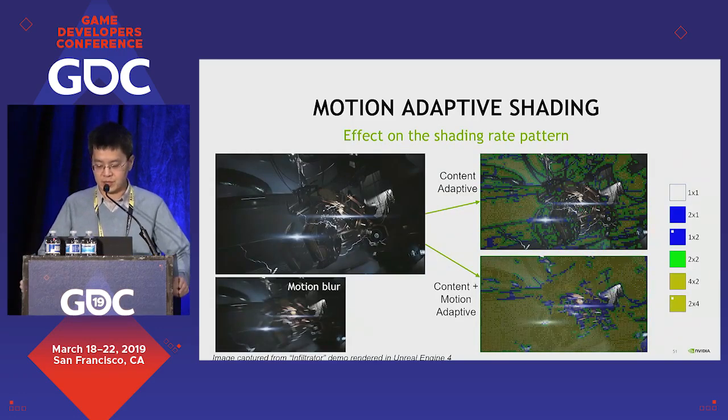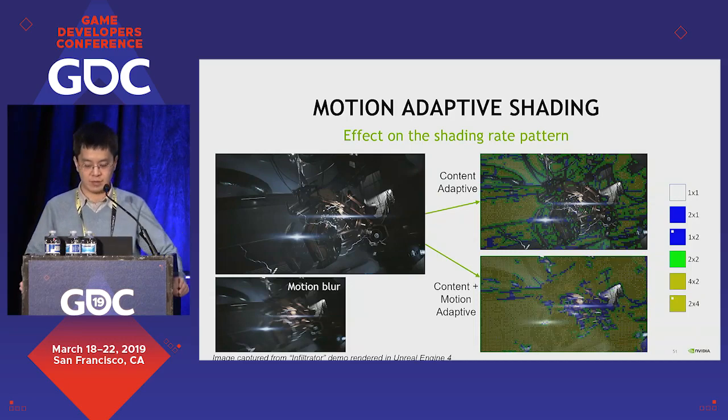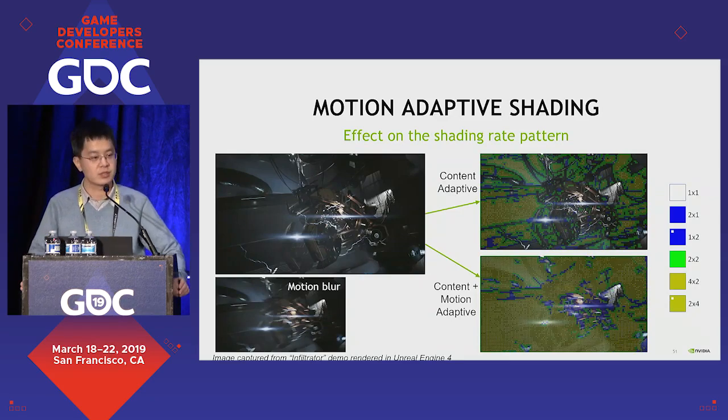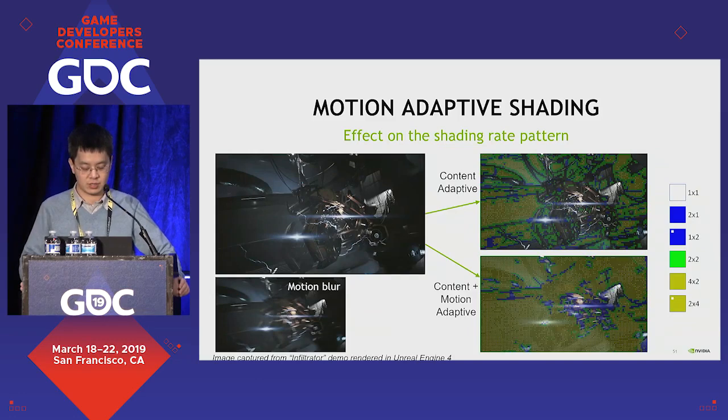In this example, you can see how the new motion scalar affects the shading rate pattern. The top right image visualizes the shading rate using content adaptive shading only. And the bottom right image shows the content and motion adaptive shading. You can see that most of the tiles got promoted to 2x4 or 4x2 pattern, which is visualized in yellow, because there is a strong camera motion in here.